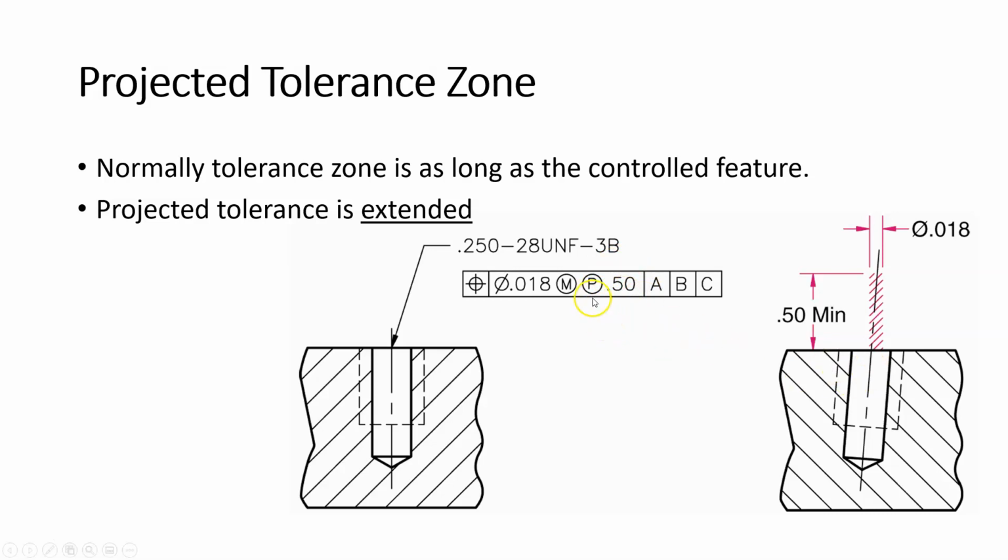So in this case, the circle P with a 0.5, half an inch, means that we're extending the tolerance zone half inch above the feature. So the tolerance zone, in essence, goes from here, the bottom, all the way up to the top and past it by a half inch. Okay? So that is the projected tolerance zone.